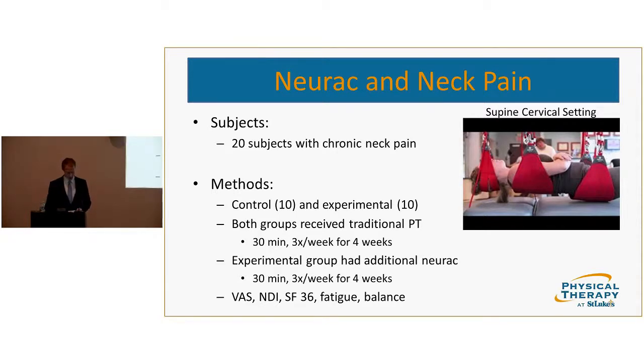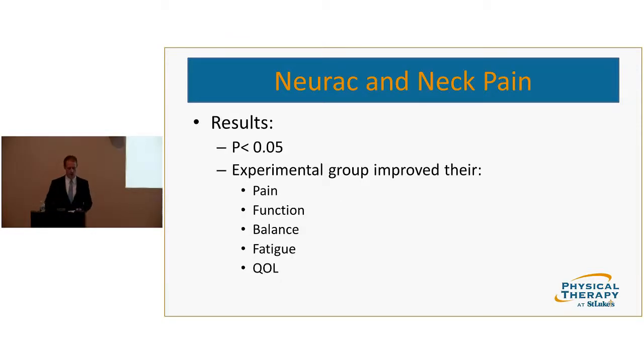So with this study, they looked at 20 subjects, 10 and 10, and both received traditional forms of therapy. Then the experimental group had an additional 30 minutes, 3 times a week, of sling-based exercises. To look at change, they measured pain, the Neck Disability Index, the Short Form 36 for function, and fatigue and balance functional scales. The results found the same: the group that received the Neurac and Redcord treatment had a clinically significant difference versus the control group in pain, function, balance, and fatigue.